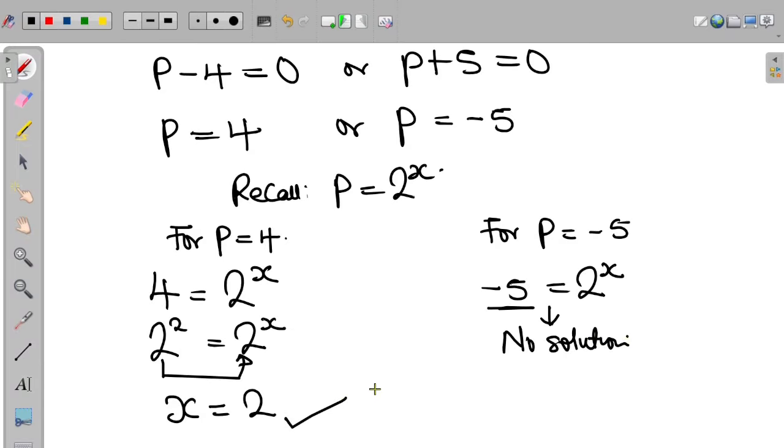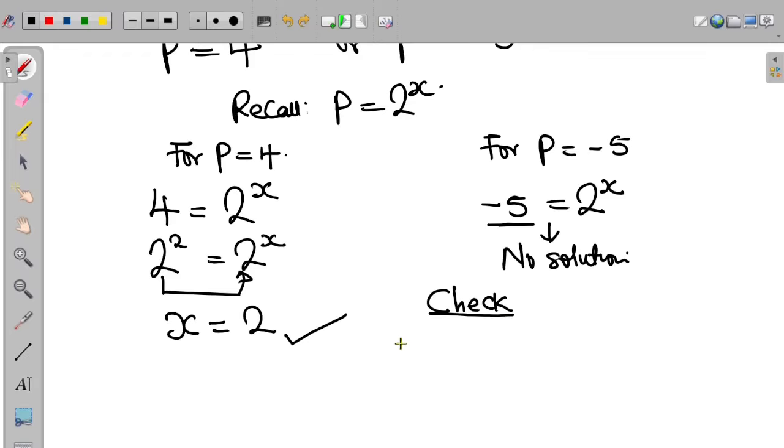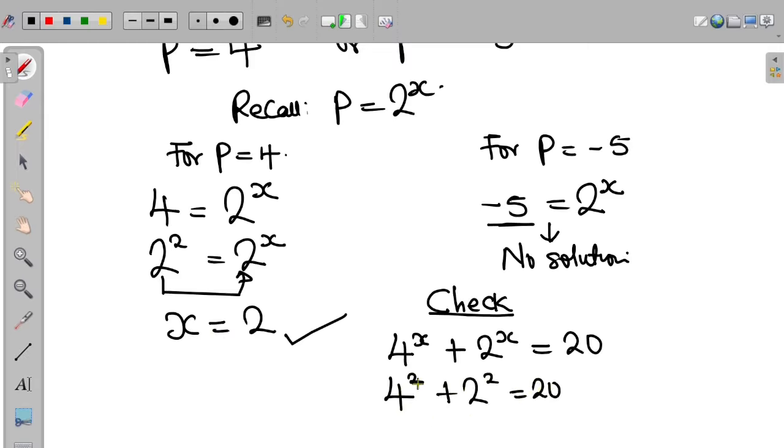Now, let's check if our value is correct. The equation we are given is that 4 to the power of x plus 2 to the power of x is equal to 20. Now, the value of x is equal to 2, so we have that 4 to the power of 2 plus 2 to the power of 2 is equal to 20. Now, we know that 4 to the power of 2 is 16, plus 2 to the power of 2 is 4, and this is equal to 20. So, therefore, 20 is equal to 20. Thus, it's obvious that x is equal to 2.